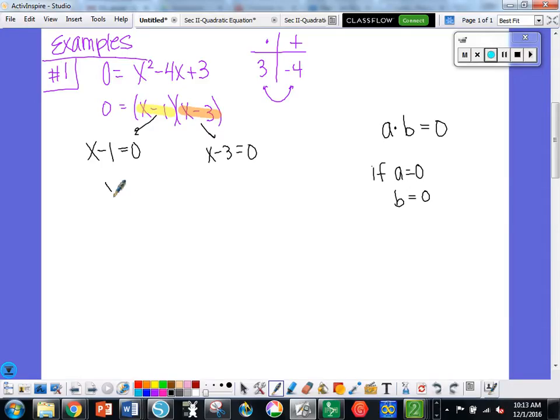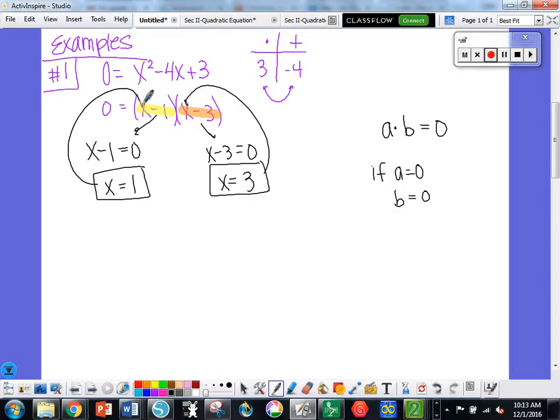X minus 1 is 0, which means x has to be what? 1. X minus 3 is 0, which means x would have to be 3. And if I wanted to check it, if I plugged 3 into here, would I get 0? Yes. If I plugged 1 into here, would I get 0? Yes. These are the solutions to my quadratic equation. Questions on that?